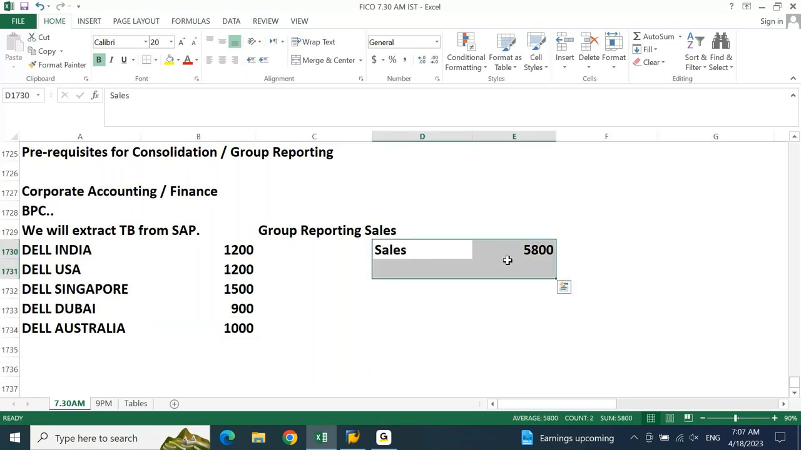Sales will reflect only once, and this sales reflection is the formula of different accounts from your different company codes. Now this will be formed by your BPC consultant. You have a dedicated consultant for the BPC module, business planning and consolidation. They will extract your financial statement, which is exclusively the trial balance, and based on your trial balance, they are going to make their corporate reporting or group reporting, for which they only need your trial balance.